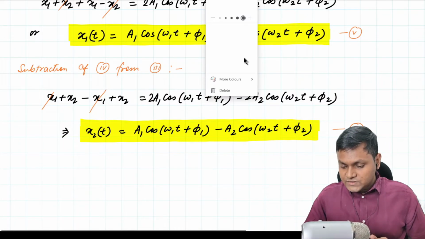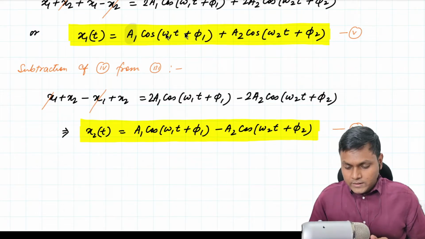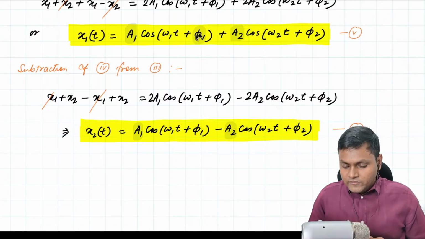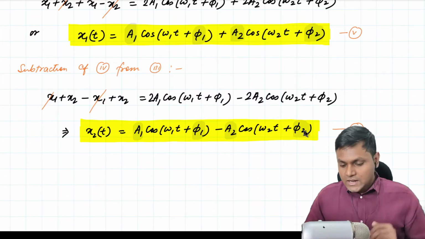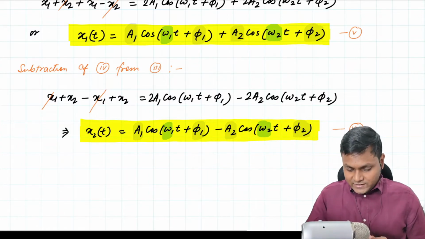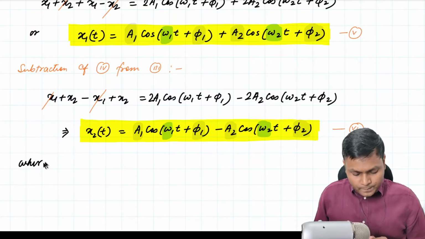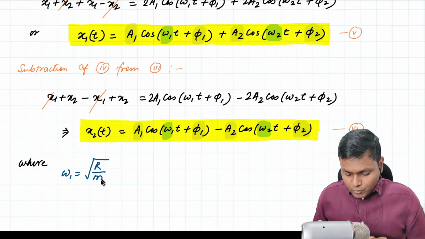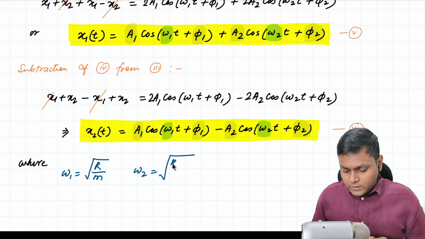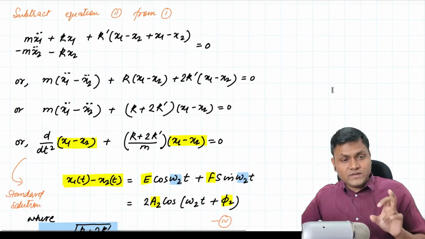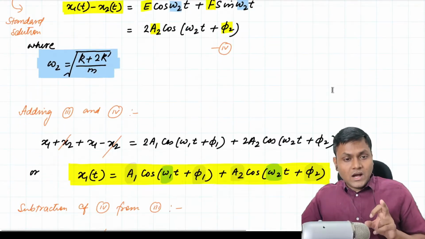Here, these expressions that you see, that is A1, A2, are just constants that depend upon the initial conditions. Similarly, the phases that you see, phi 1, phi 2, are also constants that depend upon the initial conditions. However, omega 1 and omega 2 are distinct frequencies, right? We already showed that omega 1 is equal to root over k upon m, while omega 2 is root over (k plus 2k') upon m. So these are distinct frequencies. Both omega 1 and omega 2 are distinct frequencies.